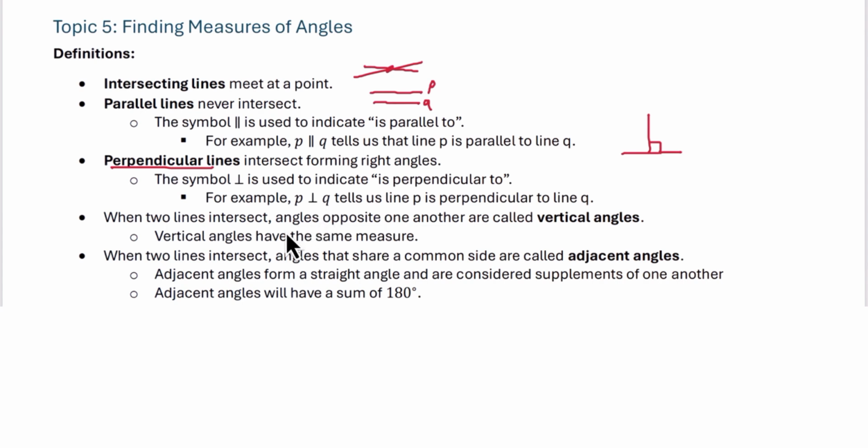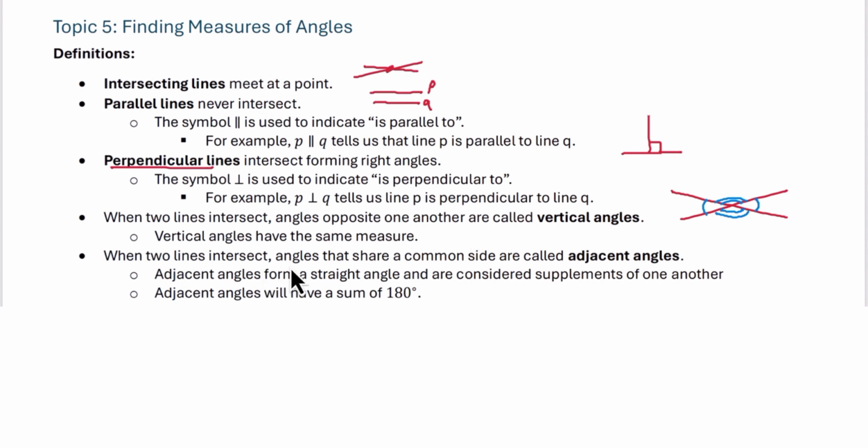When two lines intersect, angles opposite one another are called vertical angles. So if they're opposite each other, this angle and this angle are vertical angles, or this angle and this angle are vertical angles because they are opposite each other.